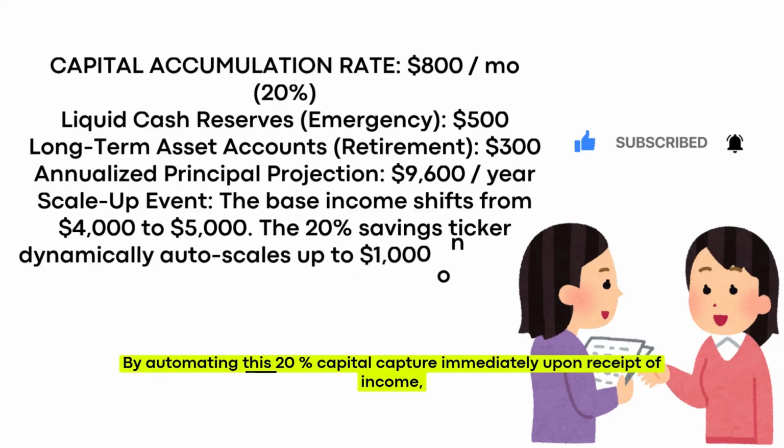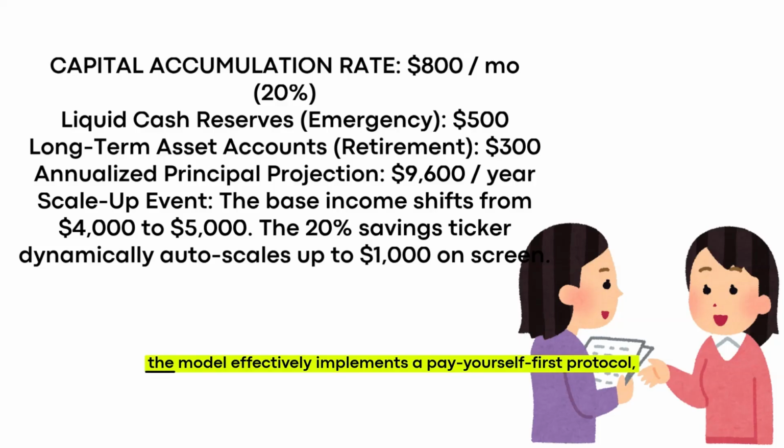By automating this 20% capital capture immediately upon receipt of income, the model effectively implements a pay-yourself-first protocol, securing future asset growth before lifestyle capital can be depleted. Furthermore, if Sarah's net income scales upward to $5,000, the 20% target scales dynamically to $1,000, preventing lifestyle creep and preserving the macro savings rate.